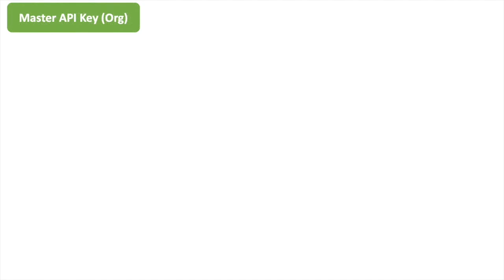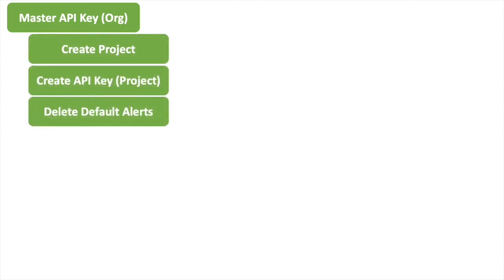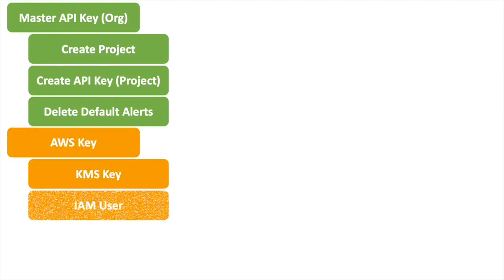So let's talk a little bit about what we're going to be doing and lay out the map of what this demo is going to be, and then we'll kind of guide you through it. So the first thing we're going to do is create the project, but to do that we need a master API key for the organization so that it has that level of access. But we don't want to give that out to everybody. So we're going to create the project with that organization ID, and then we're going to create an API key just for that project. We're then going to delete some of the default alerts that come out with the project, and I'll explain a little bit more about why later.